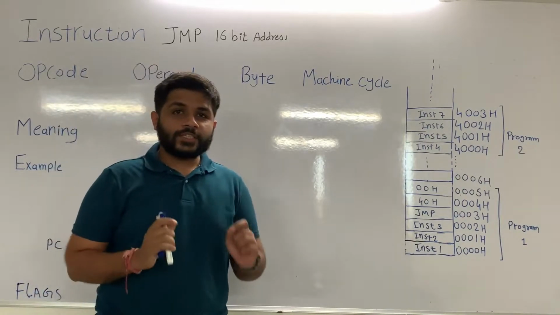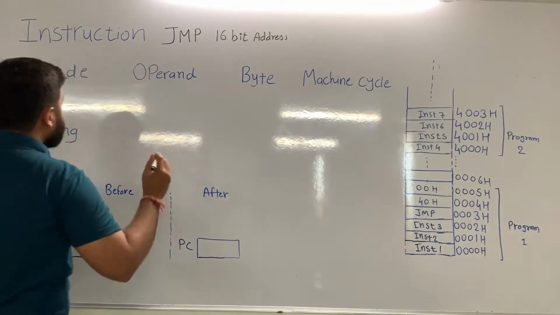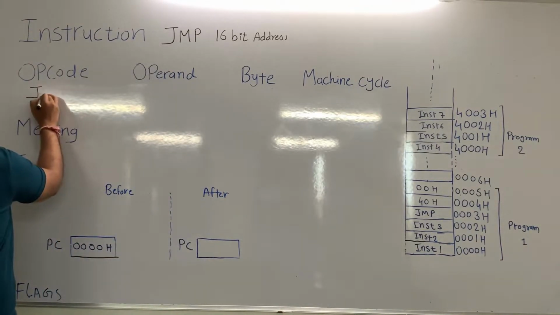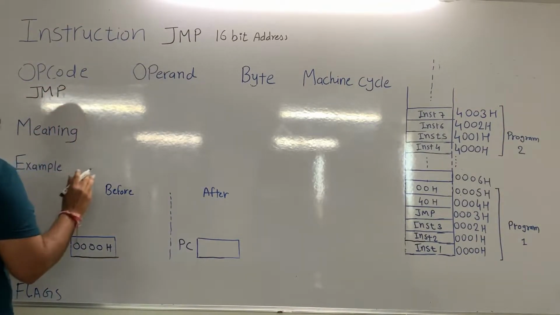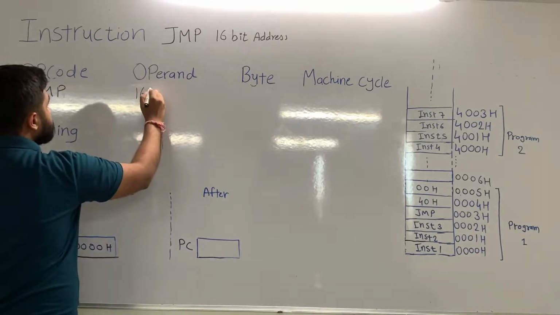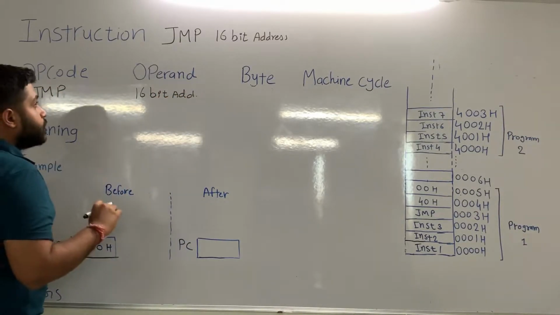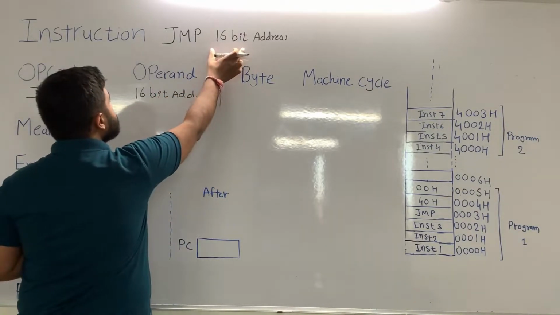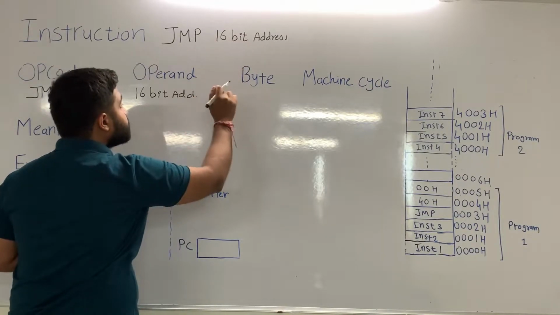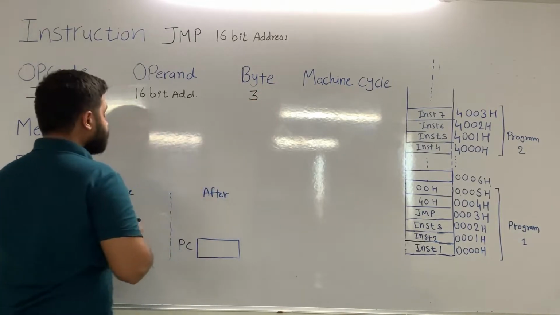So now we are going to see the instruction that is jump 16-bit address. In this instruction the opcode is JMP. The remaining part of the instruction is operand and that is 16-bit address. In the instruction you can see that some 16-bit value is present. It means this instruction is of 3 byte.